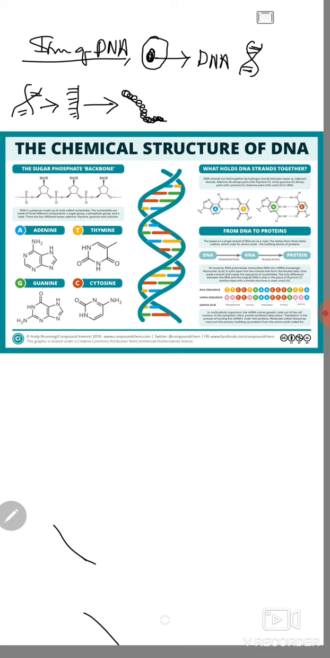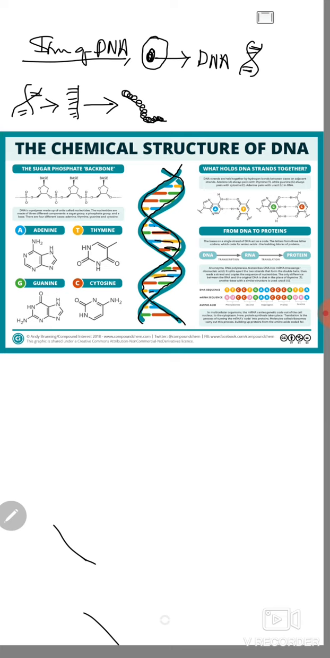Now let me explain the nature of DNA. You may all know that DNA is double stranded, which means you can see in this diagram it is not one structure but a two thread-like structure attached to one another. These two thread-like structures are attached to one another by hydrogen bonds.